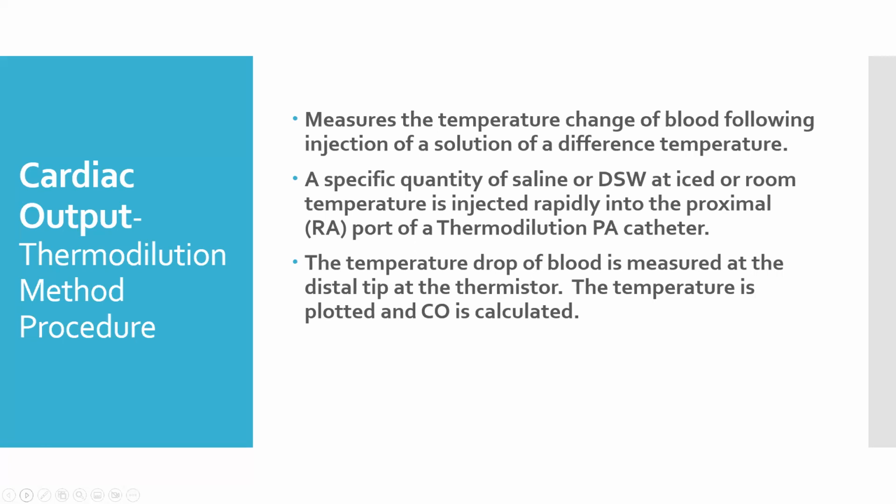Again, simply put, a specific quantity of saline or D5W, at iced or room temperature, is ejected rapidly into the proximal port of a thermodilution pulmonary artery catheter. The temperature drop of the blood is measured at the distal tip by the thermistor. We're going to expect you to know that, just kind of the rudiments.